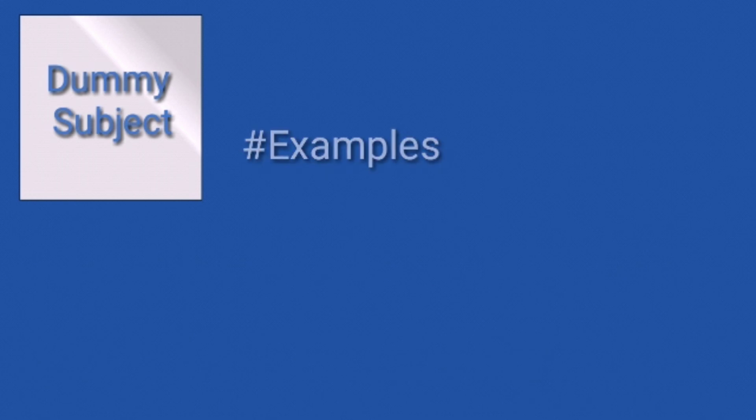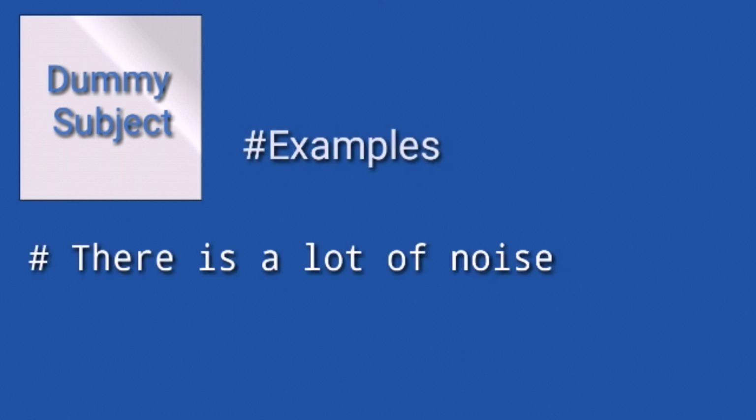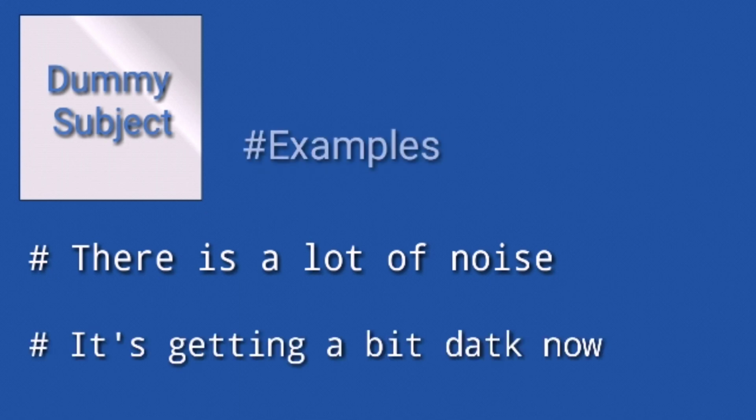Now let us clear it with some examples. Example number 1. There is a lot of noise. In this sentence, our subject is not clear. Now see one more example. It's getting a bit dark now. So we can notice both of the sentences are not referring to anything particularly. That is why we will use the dummy subjects there or it.